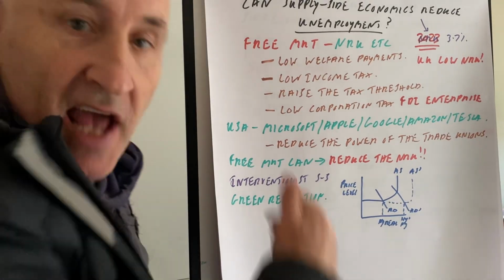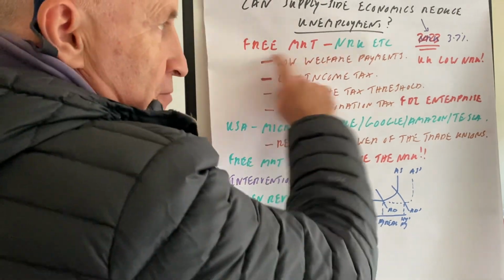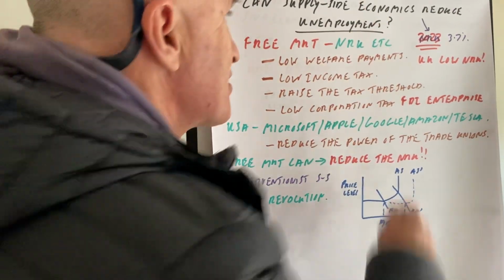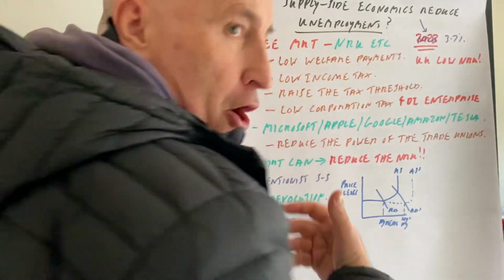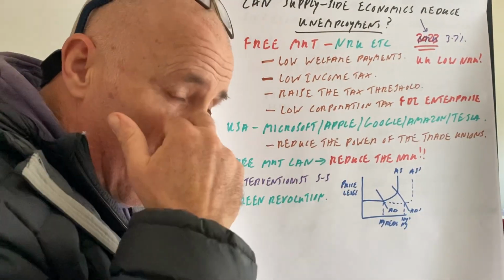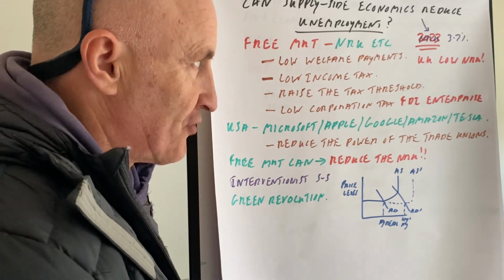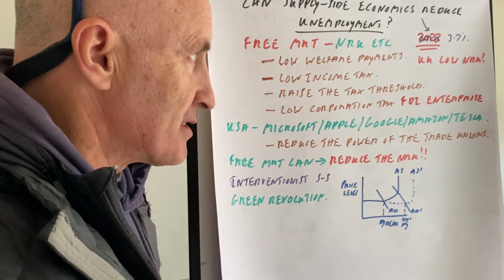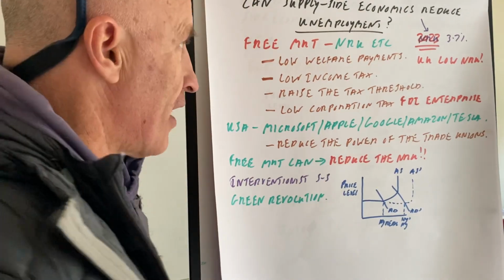Okay, video 6. Can supply side economics reduce unemployment? Well, of course it can. We can have free market supply side, and that will also reduce the natural rate of unemployment. And in 2023, in the UK, we have a really low level of unemployment. Obviously, part of that is caused by the fact that a lot of the over 50s have decided to leave the labour market. So it is slightly distorted, but we have got record low levels of unemployment.